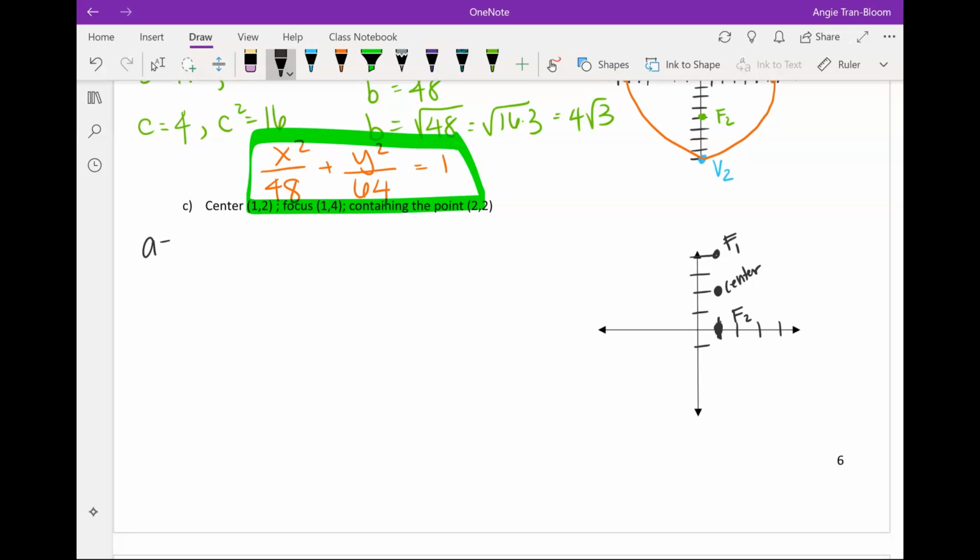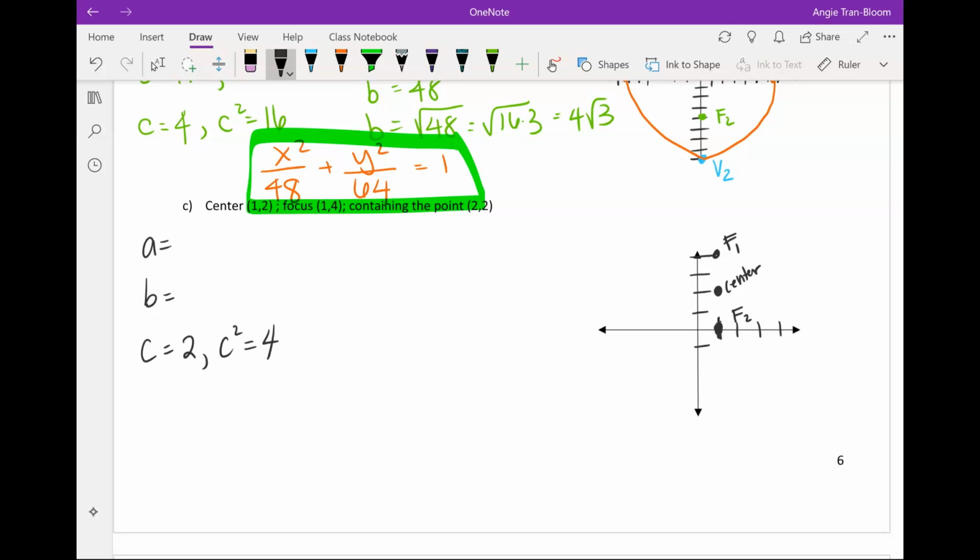So A, B, and C. Would that give us a C value at least? Yeah. Okay, so C value for this one, Michael, what do you think it is? 2. Yep, so I'm gonna write C squared right away. C squared will be 4.